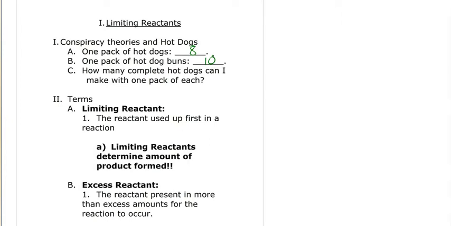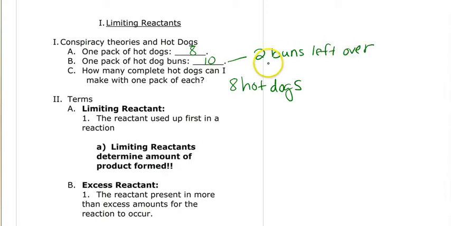So, what does this mean? How many complete hot dogs can you make with one pack of each? Well, you can only make 8 hot dogs. It then means that you're going to have 2 buns left over. That would be your excess amount. And what is your limiting factor as far as how many hot dogs you can make? Well, that would be your hot dogs, the number of hot dogs that you have on hand.